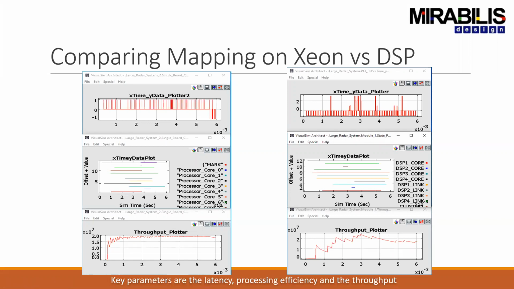So one of the key things to also consider here is to look at the timing diagram to understand the processing usage, how efficiently the DSPs versus the cores within the processor are being utilized, so you can get a better feel. Also remember, the DSP is running at a significantly slower speed than the processor.